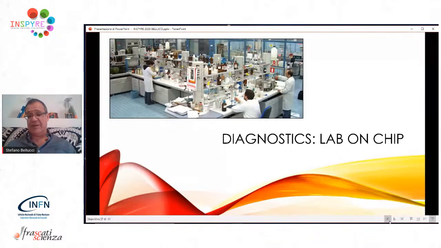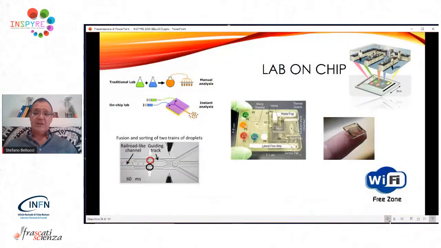Diagnostics normally is made by large laboratories, laboratories that work with different analyses carried out manually. What we want to do is put this entire diagnostics on a simple chip. This is exemplified here. You see a chip that is smaller than your credit card, where the on-chip lab is able to provide an instant analysis by fusing and sorting, for instance, here, two trains of droplets.